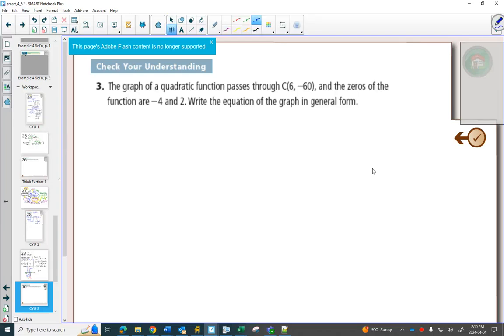The graph of a quadratic function passes through (6, -60), and the zeros of the function are -4 and 2. Write the equation in general form.